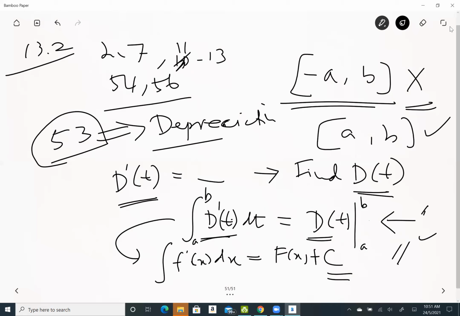So for question number 53, you are given the rate of depreciation, and the time is given from 0 to 20. So the function will be evaluated from t equal to 0 to t equal to 20. If you look at the question, number one, use the graph to find the total depreciation. This is relevant to the graph that we have been doing earlier.